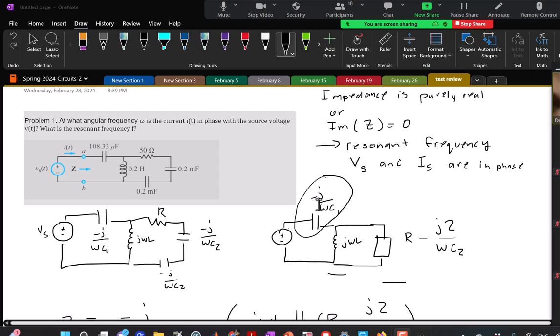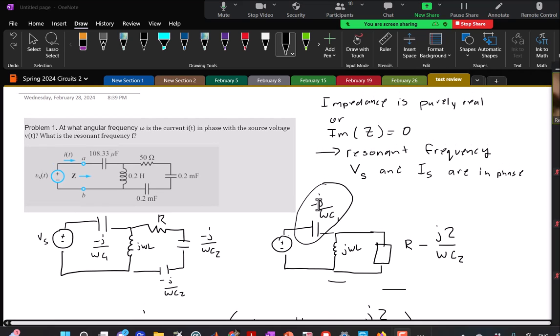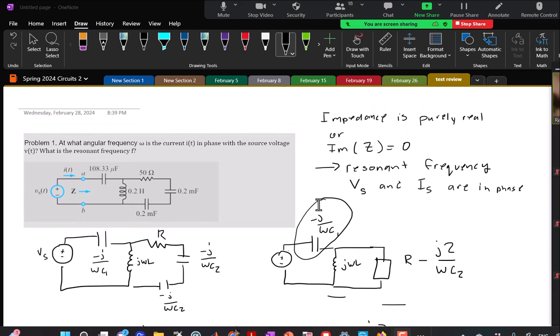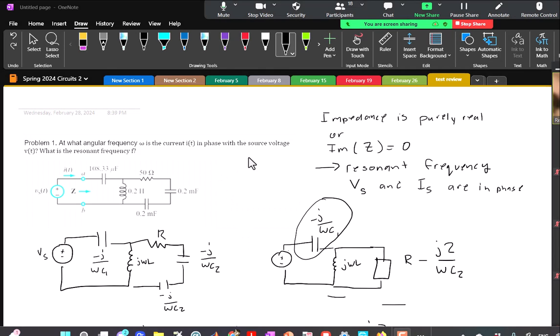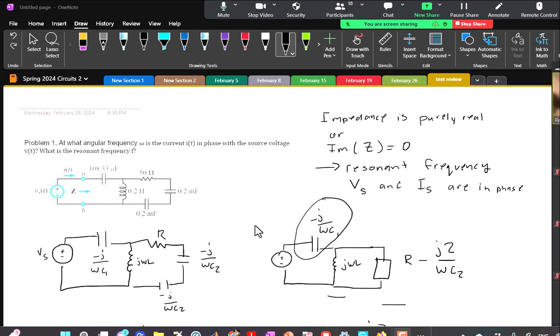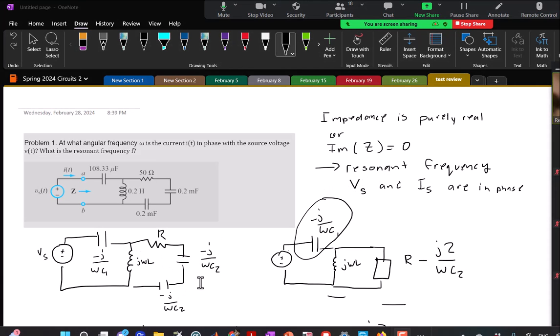So to just recap what I did before, I remembered to press recording, or I didn't remember, was told, to find resonant frequency, or to find where the current is in phase with the source voltage, we're looking for where the imaginary part of the impedance is 0. So we have to find the total impedance and then figure out what frequency makes the imaginary part equal to 0. So we cast everything into the phasor domain and then just did some simplification.